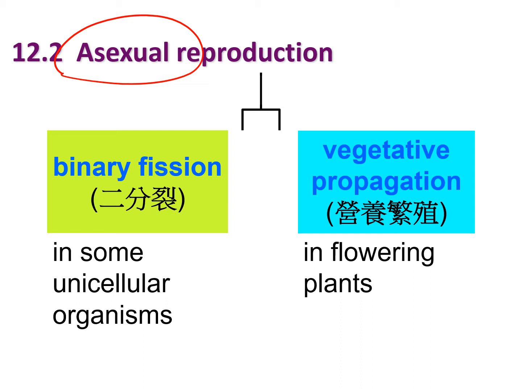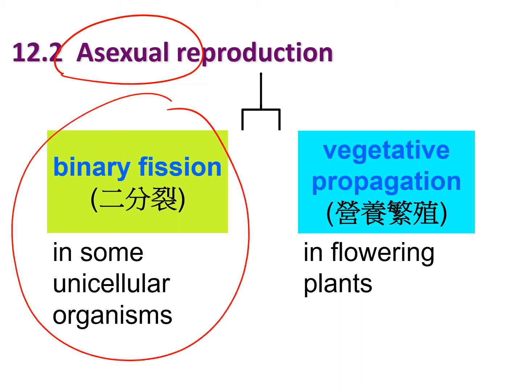I will talk about them one by one. Let's take a look at the first one. We call that the binary fission, Chinese 異分裂. This occurs in some of the unicellular organisms, such as, for example, bacteria, 細菌. And there are other types I will talk about later.